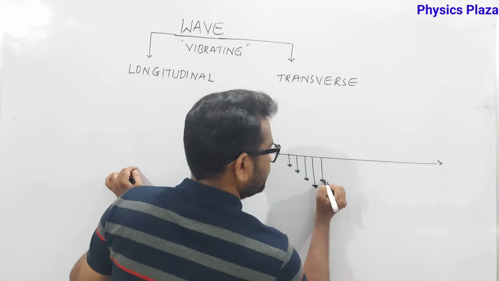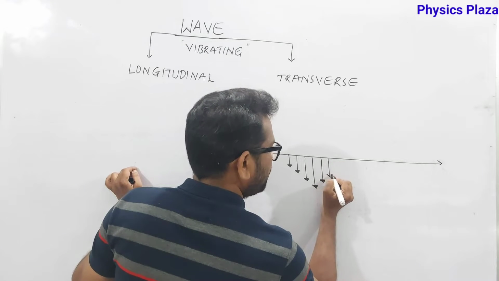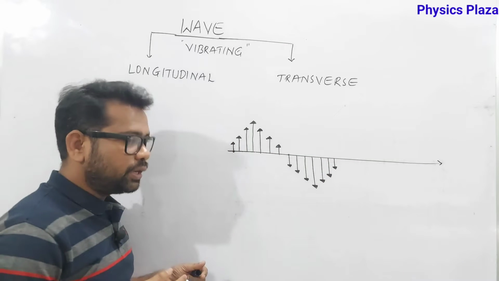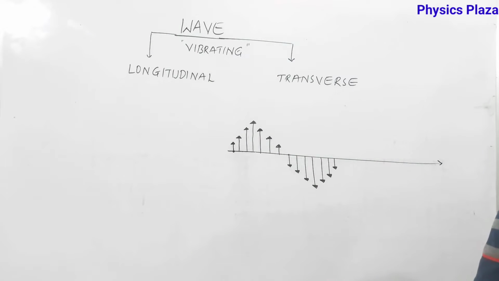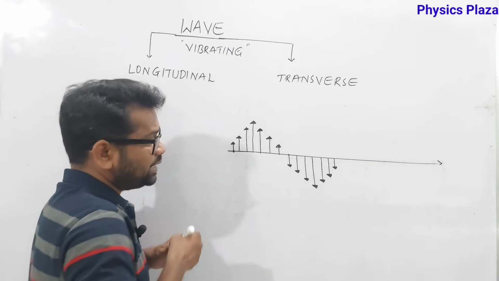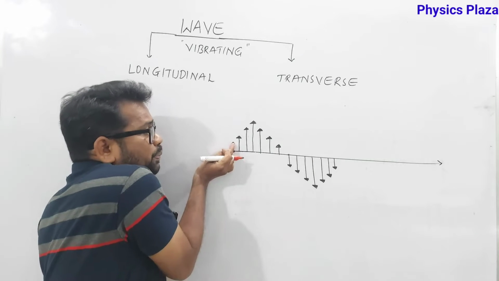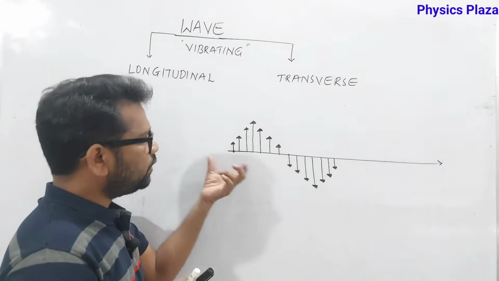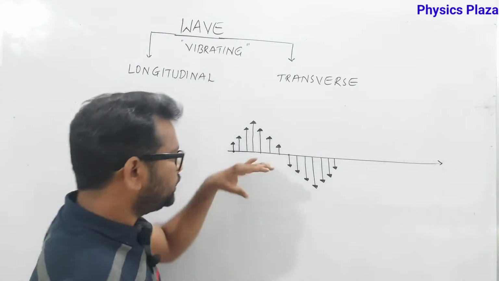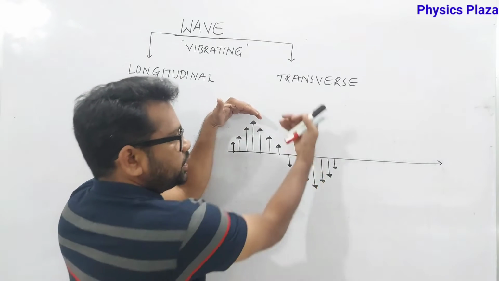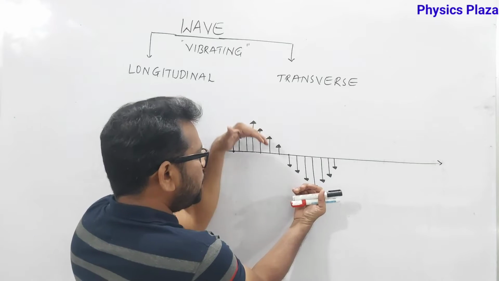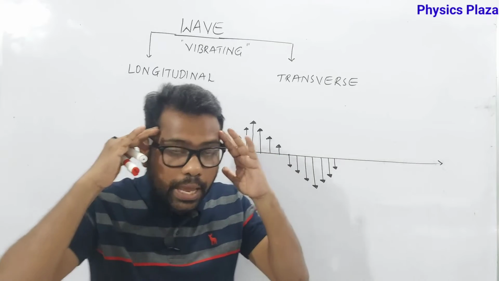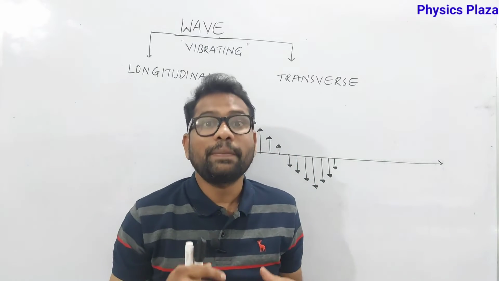Just imagine a situation, because in a transverse wave, as we discussed, the molecules of the medium vibrate perpendicular to the direction of propagation of the wave. Children, try to notice that these arrow marks represent the vibration from here to here. These things happen simultaneously. For a given instant of time, these molecules are vibrating in the upward direction and these in the downward direction. After some time, this will come down and this will go up. This is very, very important. Imagine the situation.